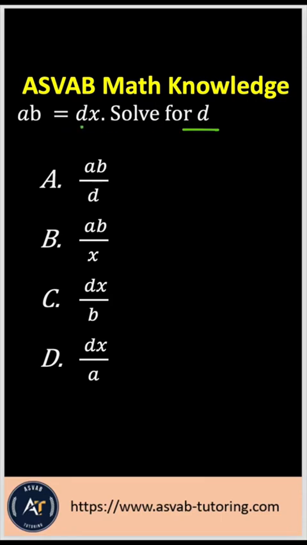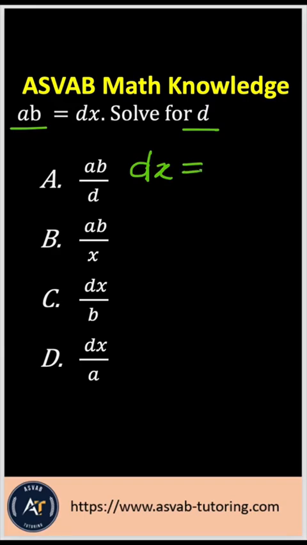Now people also think that my variable will always be on the left side, but that is also not true. Like in this case, I have to solve for d, so my d is actually on the right side. AB equals dx is the same thing as dx equals AB. You could write that in here.